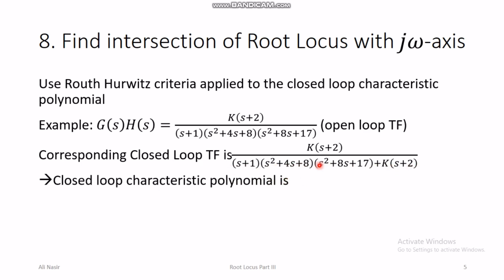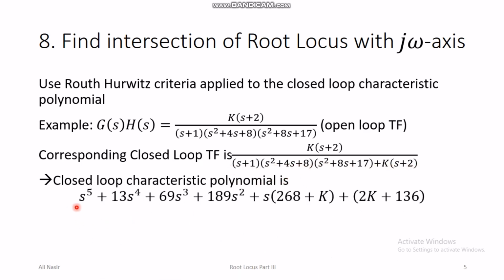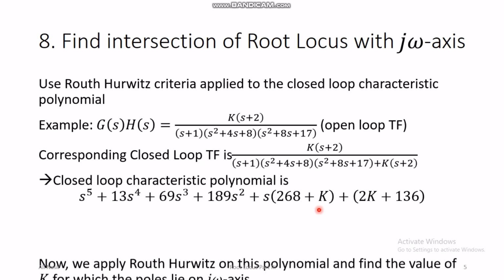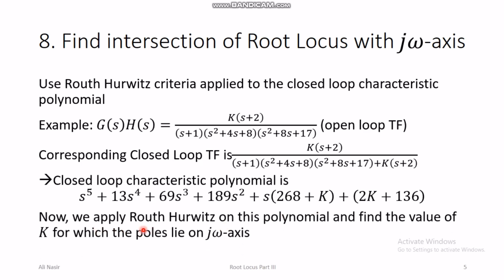So if I multiply everything out, then the closed loop characteristic polynomial will become something like this. Okay, so now I have the closed loop characteristic polynomial. So we can apply Routh-Hurwitz on this closed loop characteristic polynomial and see the value of k for which poles lie on the j omega axis.